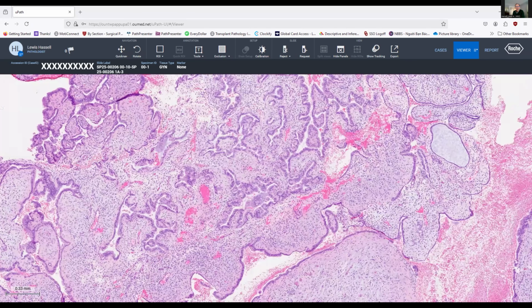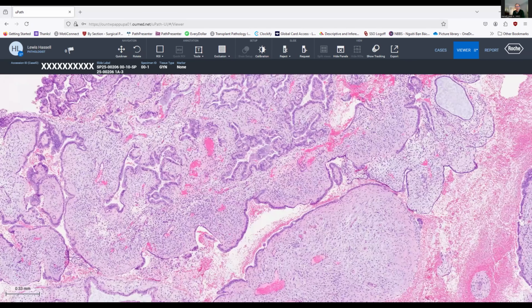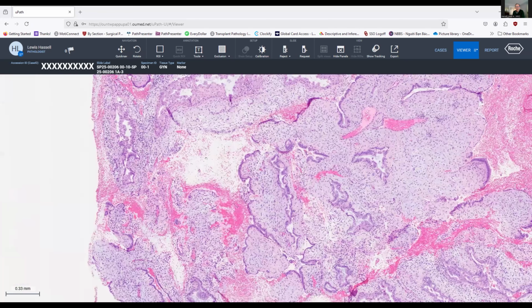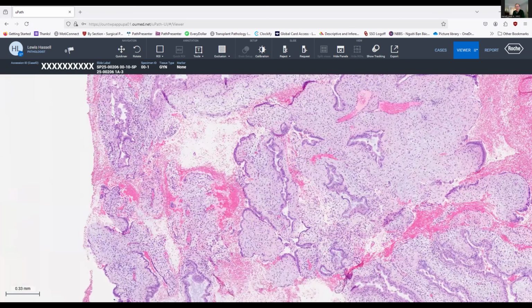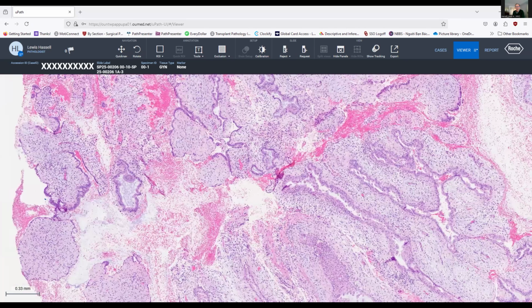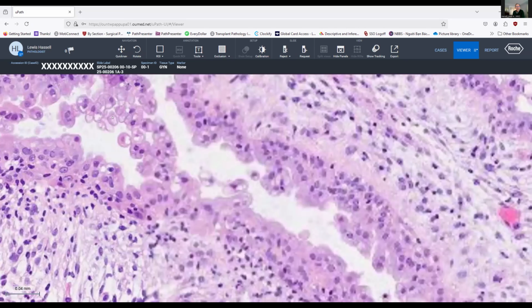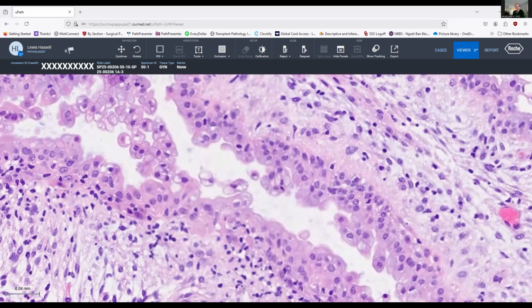I'll just move out a little bit more here and let you see some of the other areas. So here's another gland over here. Oops, where is it here? Here's some more here with this prominent, slightly heaped up epithelium. Again, no hyperchromasia, no significant nuclear atypia, but just an abundance of epithelium. This is still residual intraepithelial neoplasia in this patient.